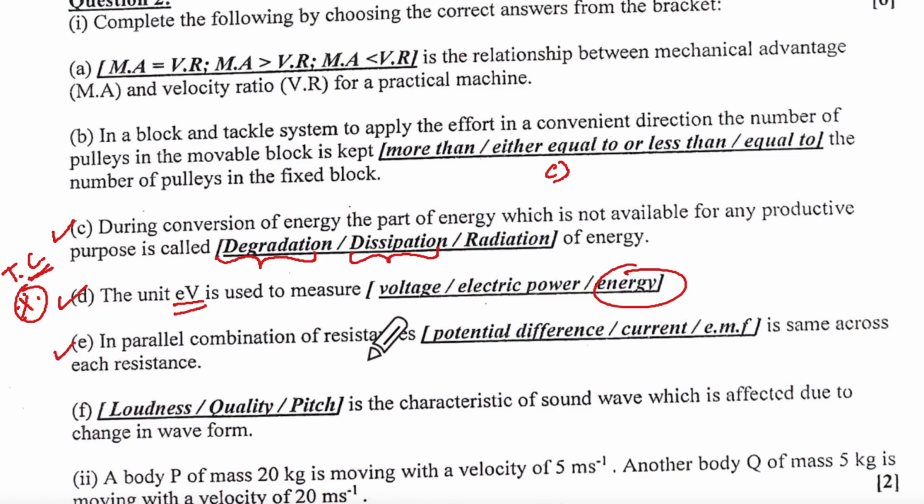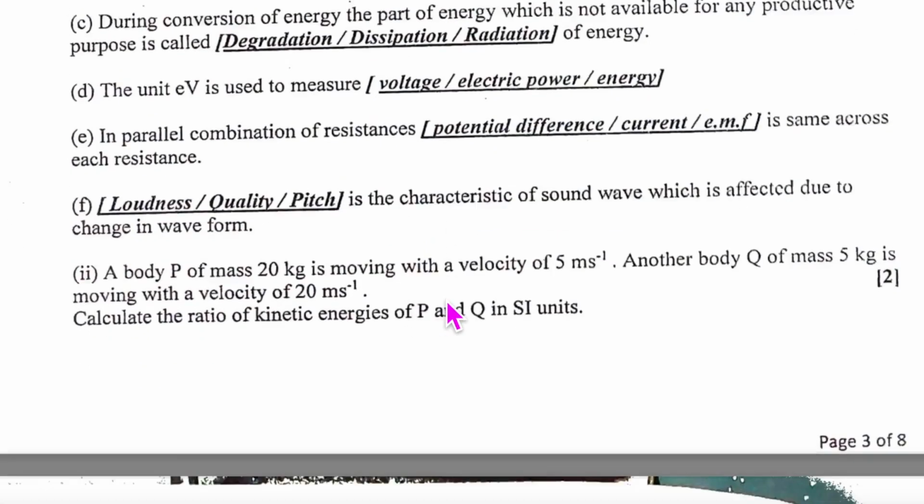In a parallel combination, the potential difference remains the same across each resistance, but the current splits, correct? Yes. Then loudness, quality, pitch are affected due to change in waveform. Waveform means quality or timbre, correct? Yes. So F is quality. So out of 6, I think many of you will get decent marks. For this, MCQs were bad.